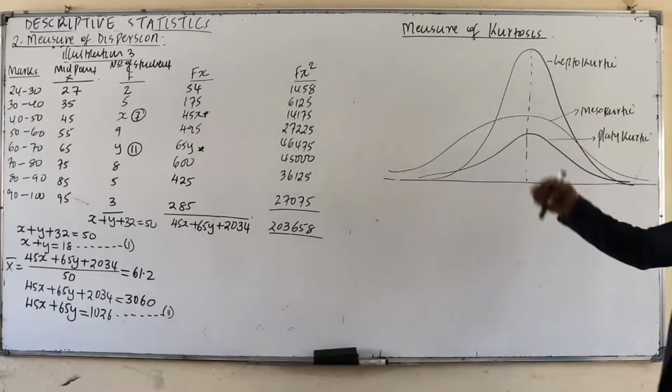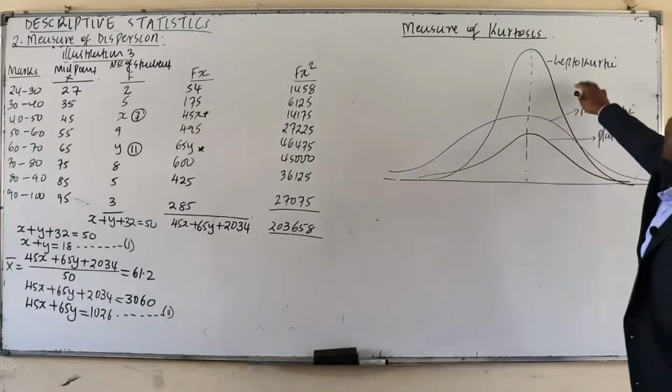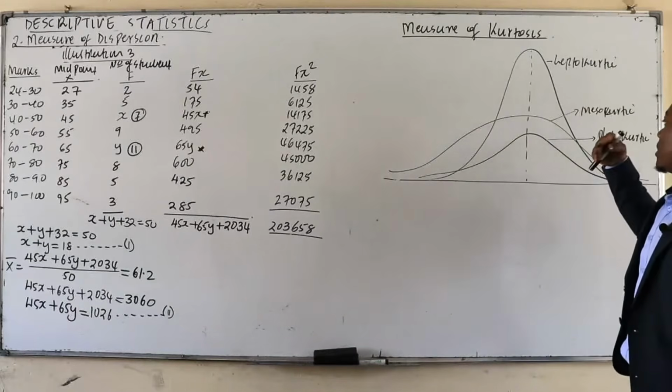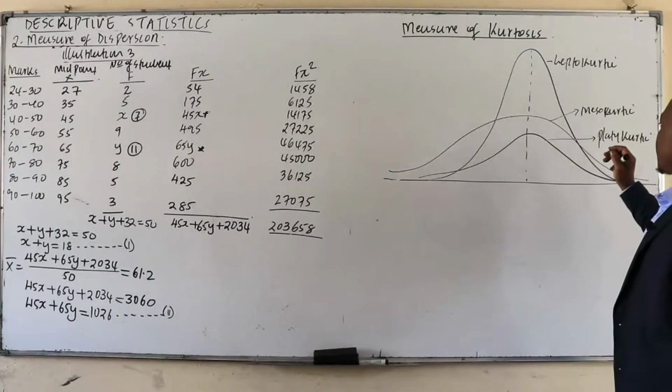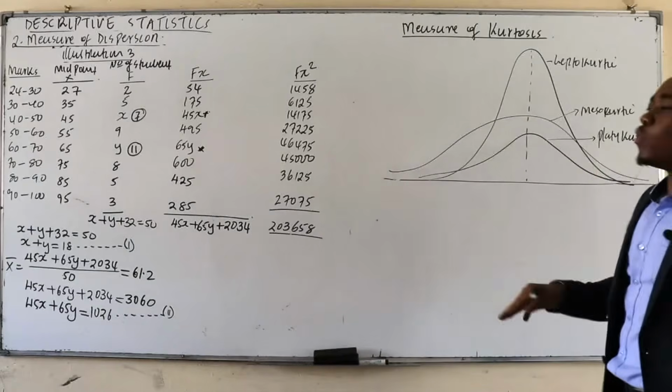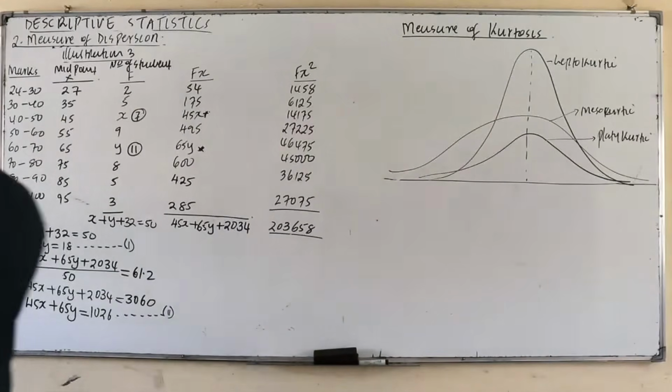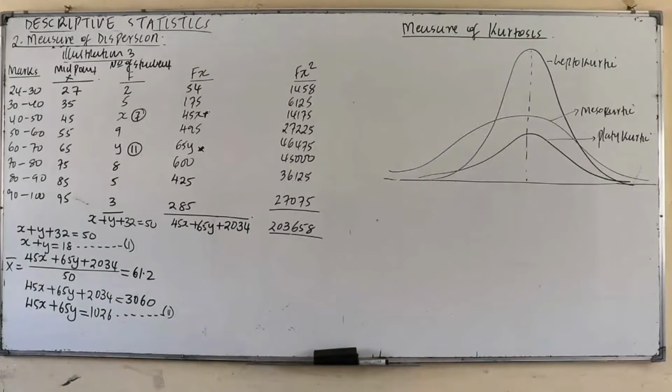Mesokurtic, one equivalent to normal curve. Lepto, the one which is sharper than the normal curve. And then platykurtic, the one which is flatter than the normal curve. As simple as that. Yeah. So, that marks the end of that topic. As well as that was the last topic. I think now we are done with the entire syllabus of the quantitative analysis.